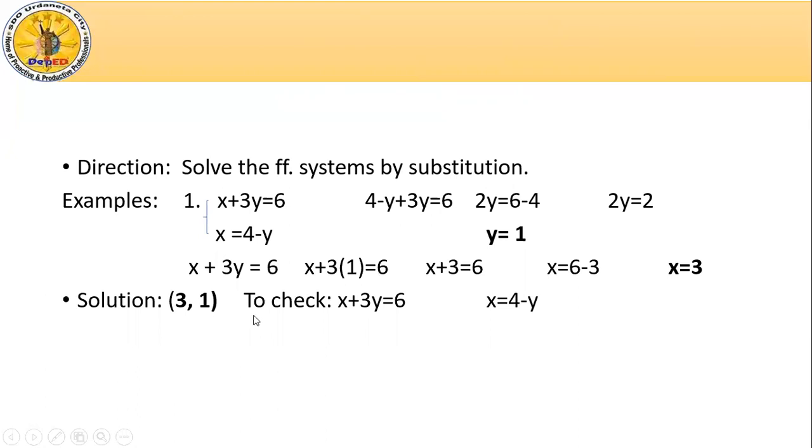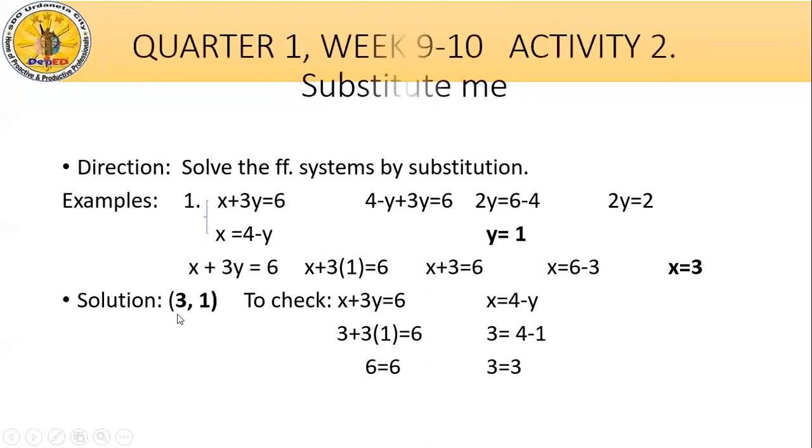Then finally, we check our answer on the two equations. So we substitute 3 as x, 1 as y. So x plus 3y is 3 plus 3 times 1, which equals 6. And on the second equation, 3 equals 4 minus 1. So we will arrive at the same answer. So this solution is correct. Okay? So that's substitution.